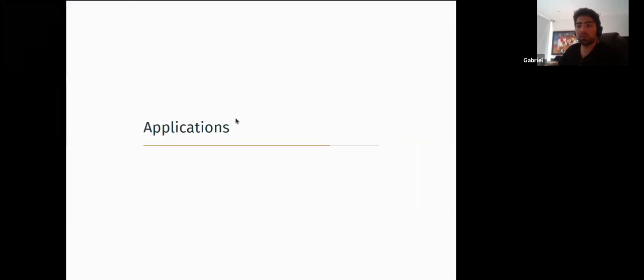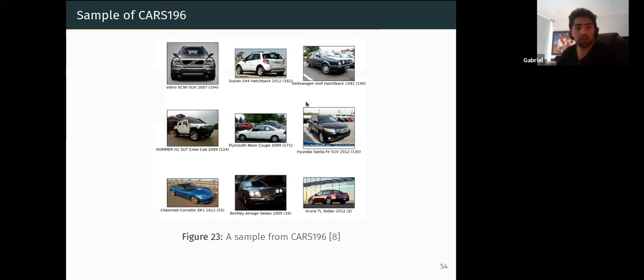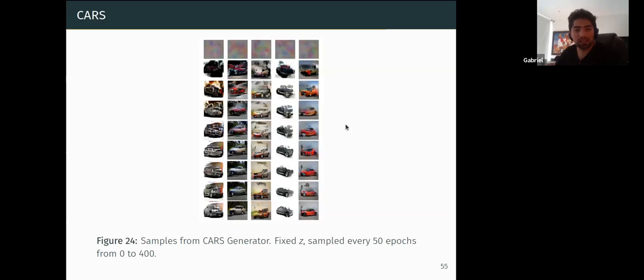Let's just jump into applications right away. I'm going to show you something that I find really cool. There's this data set of cars, and we're going to try and generate some cars, because why not? So this is our GAN progression. We're going to fix our latent dimension in order to sample every 50 epochs. I'm just going to see what our neural network, which wasn't trained with a lot of computing power, can come up with.